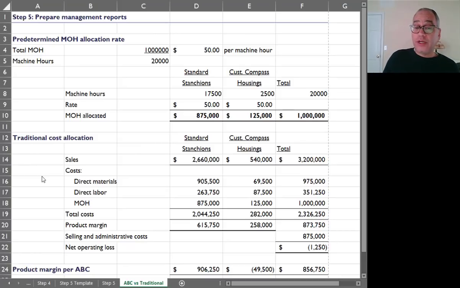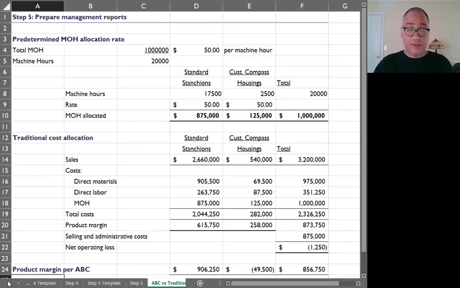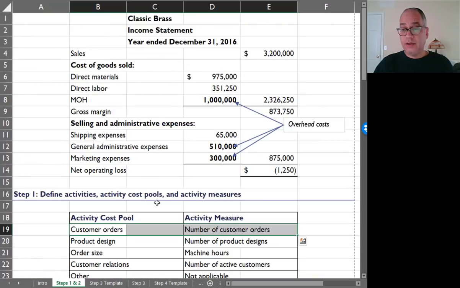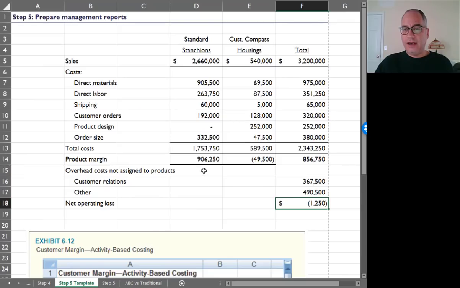Let's compute again. We had an absorption costing income statement at the very beginning, and that also showed right here that we lost $1,250. Now, in fact, it may be different. In this case, it happens to be the same because of how they set up the problem, but if you had a more complex problem, you would actually get a different loss or income. And that would be due to inventory levels. So we broke this out and figured out, based on our analysis here, that Standard Stanchions is making $906,250, and Custom Compass is losing $49,500.